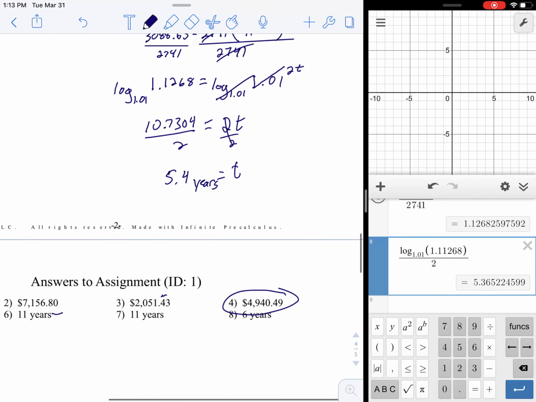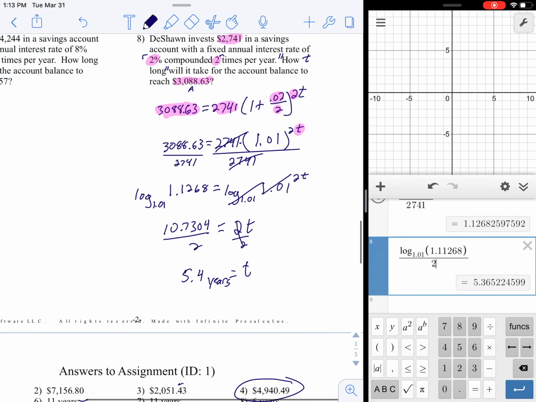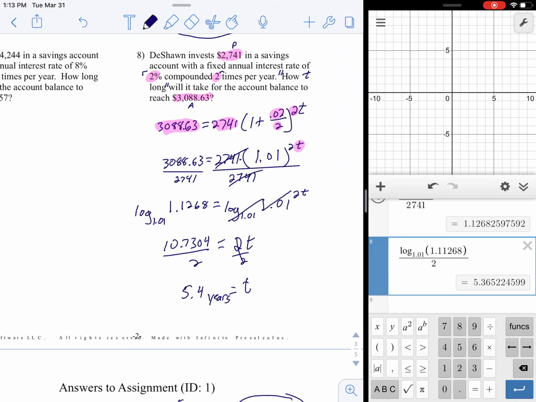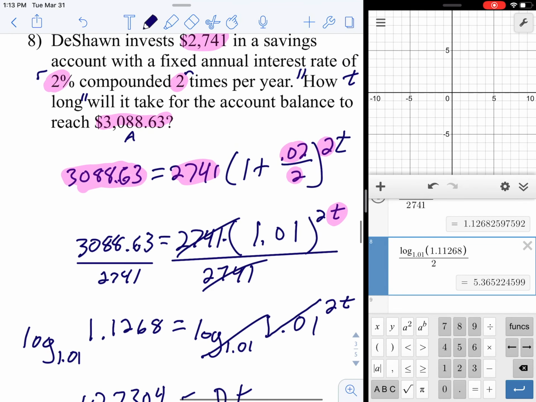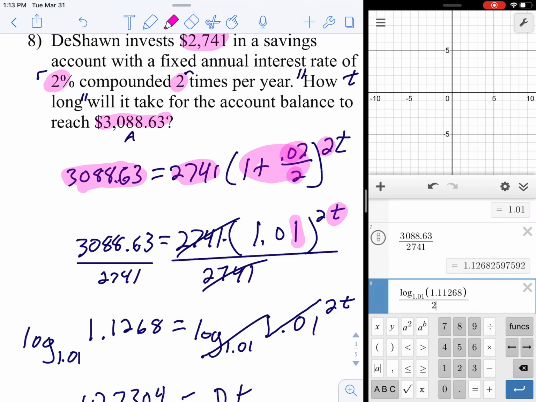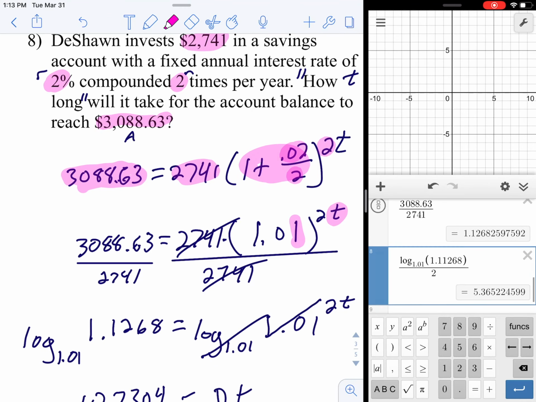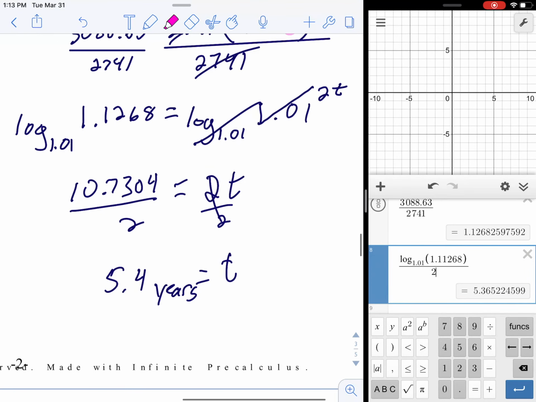Okay, but this says 6 years. Now, why would they answer like that? Let's think this through. Could I have made a mistake and got the wrong answer? So I need to see, did I plug in the numbers correctly? Everything appears to be in the right spot. Did we do this part right? Yeah, 0.02 divided by 2 is 0.01, so 1.01. Let me double check, make sure I didn't type anything in wrong. That looks right. Take the log of both sides. All right, all the calculations seem right. So why would they call 5.4 years 6?